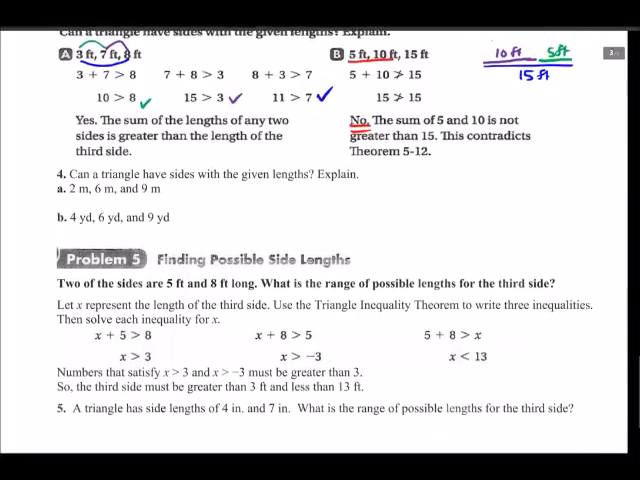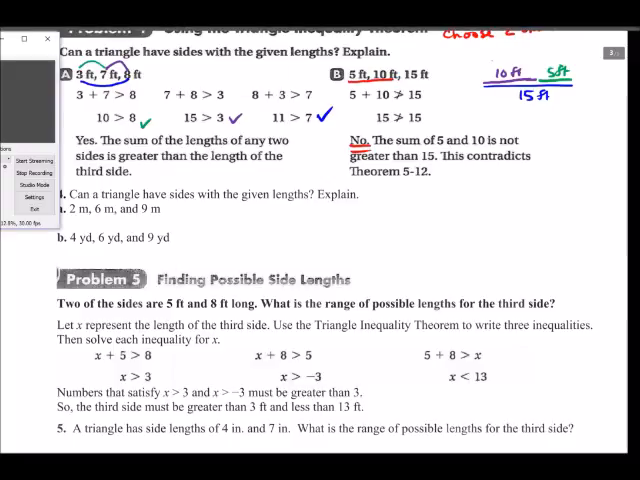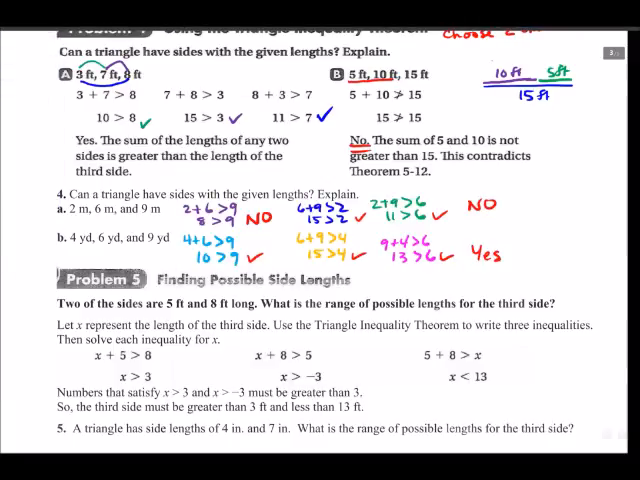All right, go ahead and pause the video and try the next two problems. The first problem said, can we have triangles with the given sides? So our first triangle has 2 meters, 6 meters, and 9 meter sides. Now, remember I told you start with the two shortest sides. That's the 2 and the 6. 2 plus 6 greater than 9. 8 is not greater than 9. This right here means you can stop and say no.